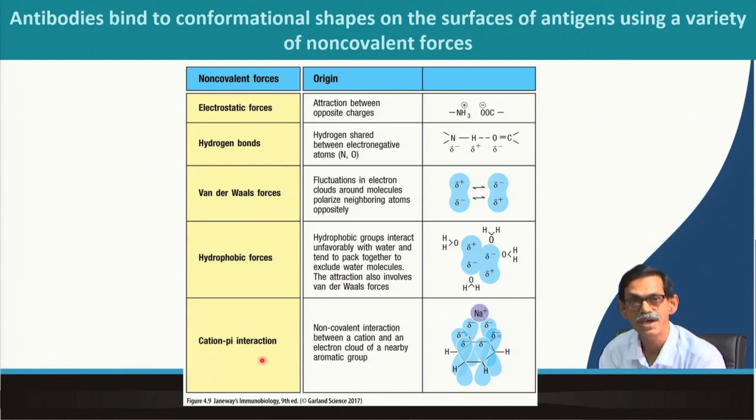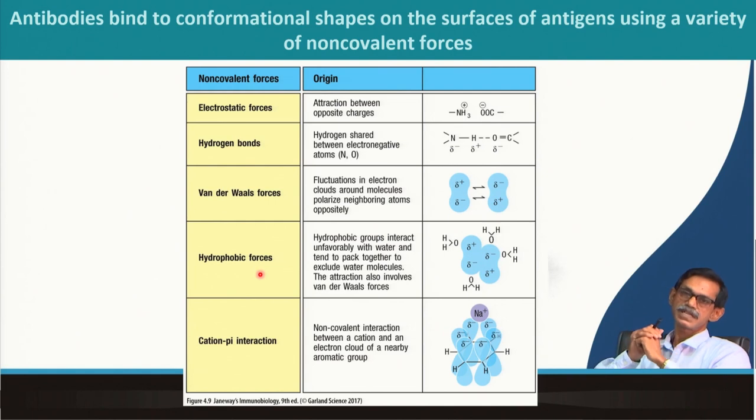And cation-pi interaction. So, all five non-covalent forces or interactions may be present in antigen-antibody interaction. But don't think that every antigen-antibody interaction has all five. No, it may be all five, it may be any four of them, any three, any two of them. It is a combination. Which three, which four, depends on the surface property of the antigen and the surface property of the antibody.